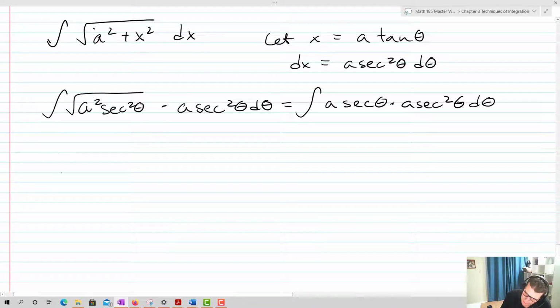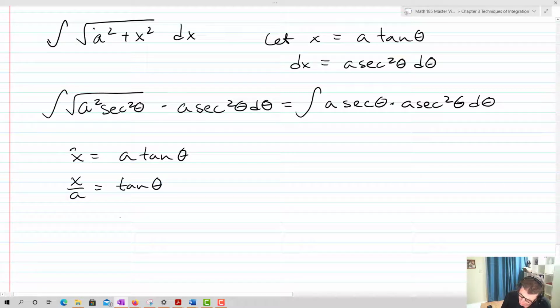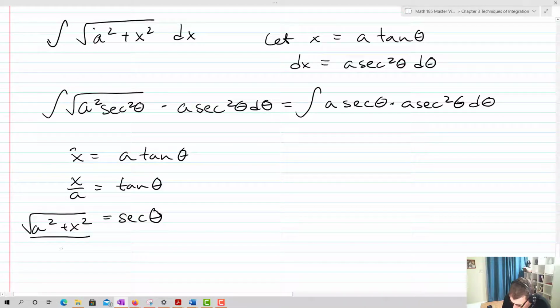In addition to that, we know that x is going to equal a tan theta. So x over a will equal tangent theta. Secant theta, which will be the other one that we see very commonly with this one, is going to end up equaling the square root of a squared plus x squared divided by a. And theta will end up equaling tan inverse of x over a.